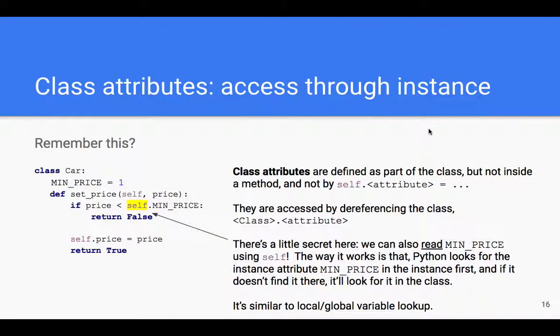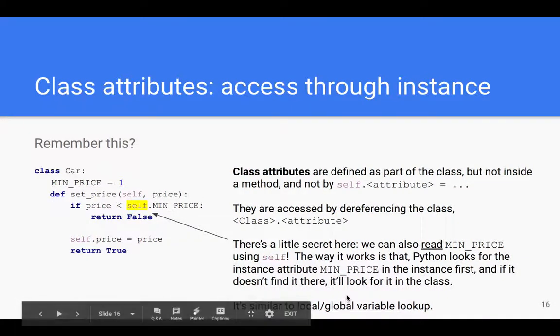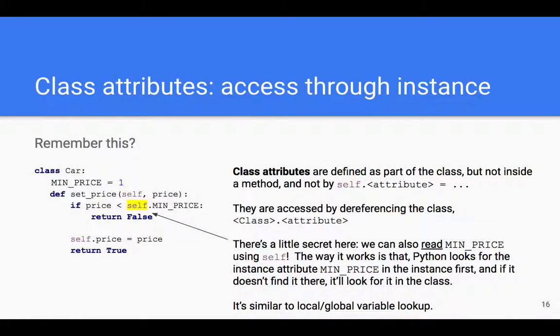This is similar to the relationship between a local variable and a global variable. When we look at a name inside the function, it looks for that identifier in its local variables first, and if it doesn't find it, it will look it up in the global scope, and if it finds it there, then it will use that, right? So this is similar to that.